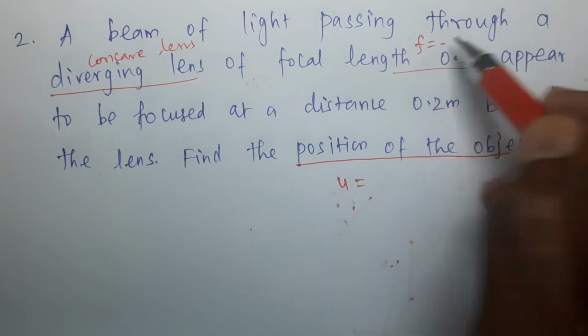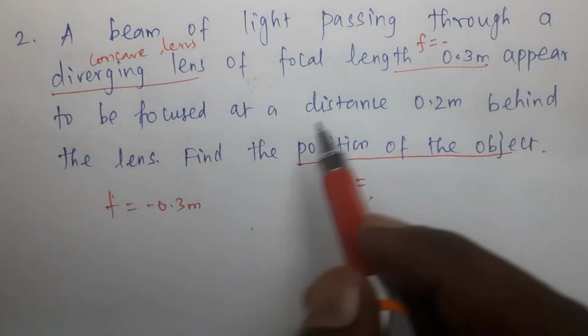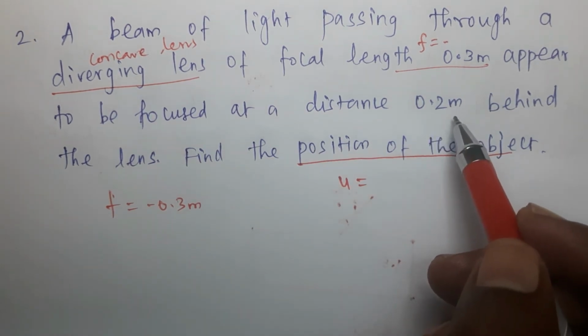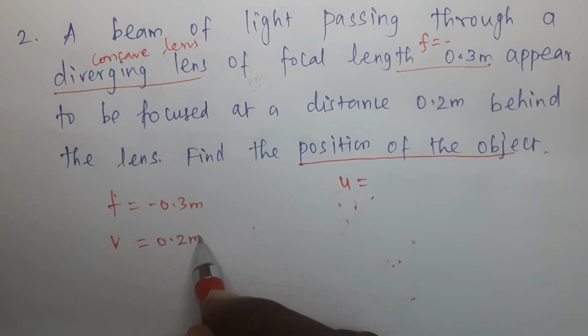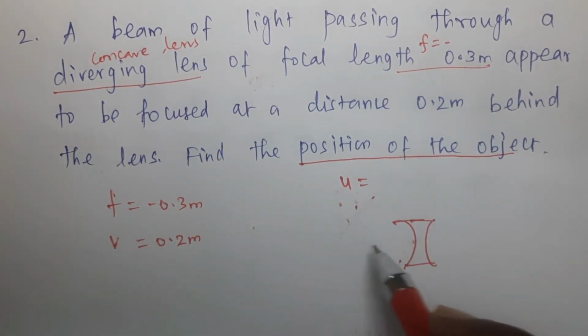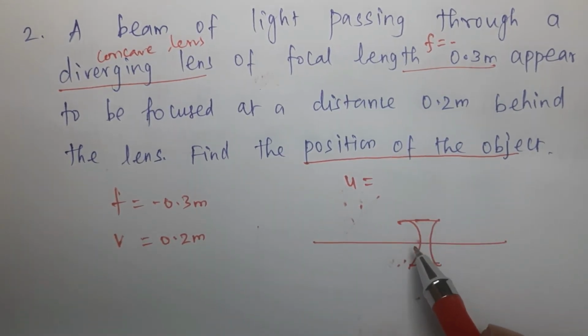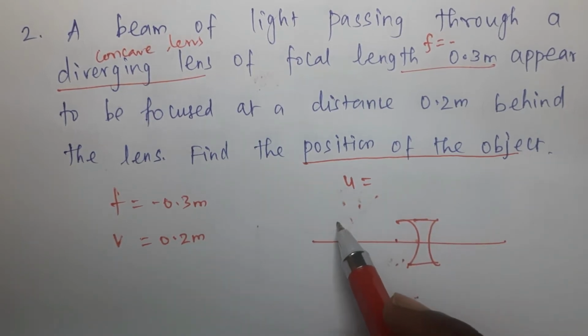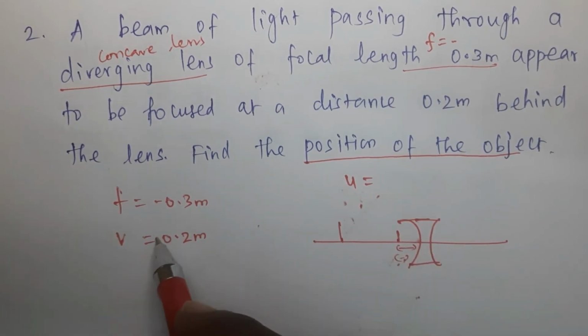The concave lens focal length is always taken as negative sign. So f is equal to minus 0.3 meter. It appears to be focused at a distance 0.2 meter. So the distance of the image is 0.2 meter. This concave lens always forms the image on the same side of the object, so it always forms a virtual and erect image. For example, this is the object, this will be the image. So the image distance is always negative. So v will be negative here.